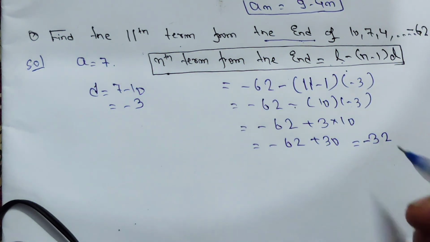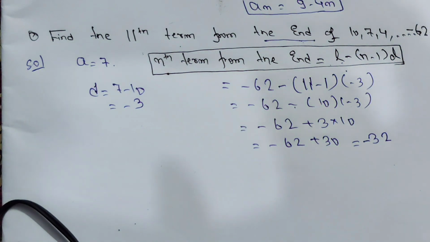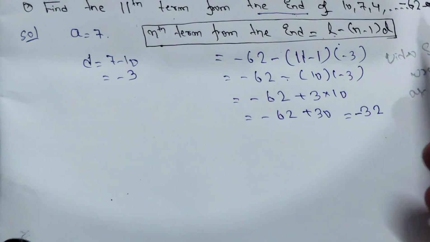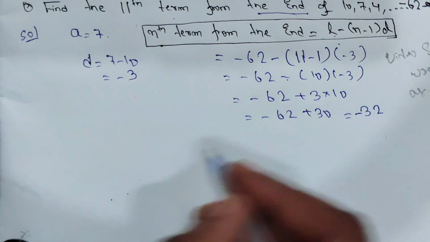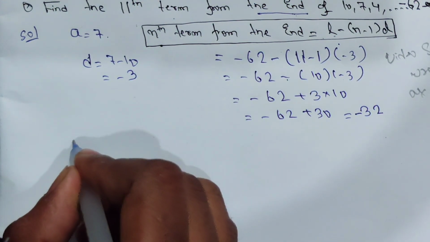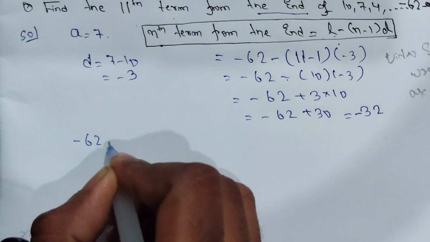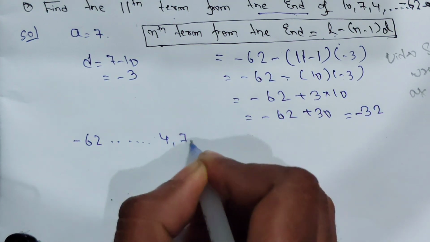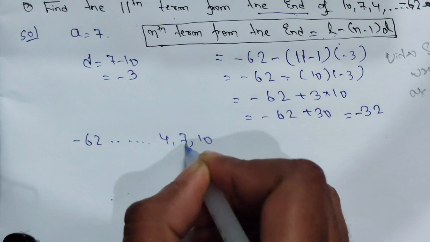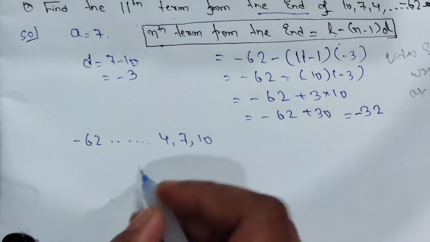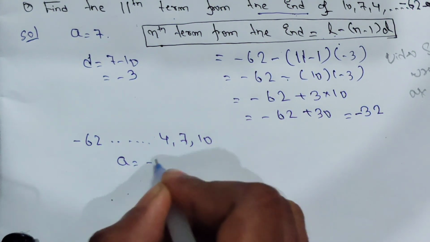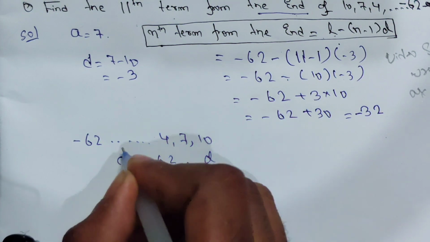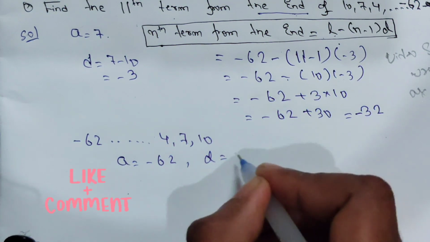Is it clear? Yes sir, it's clear. There is another way apart from this one. As they're saying from the end, can we rearrange this as minus 62, after the dot dot dot, then 4, 7, 10. Sir, from the end we have to see. So according to that, a will be minus 62, and d you can find from the difference between these two numbers. So here it will be how much?